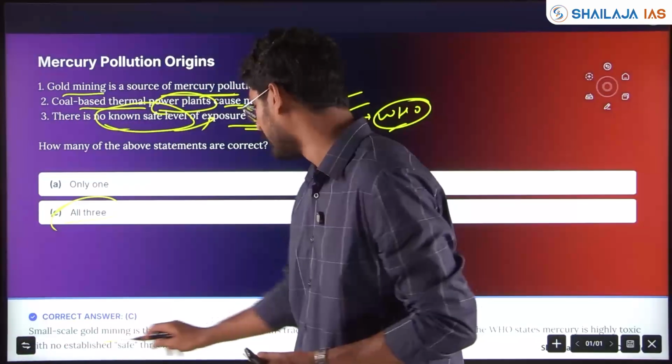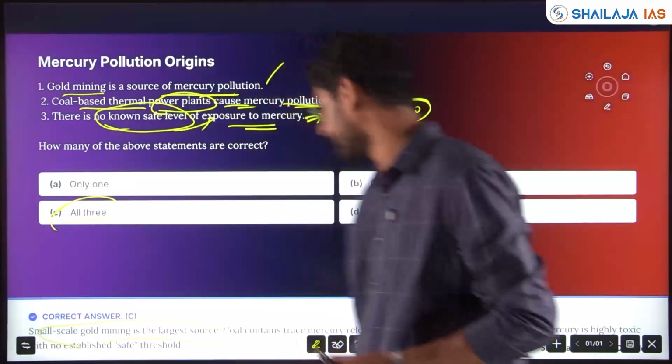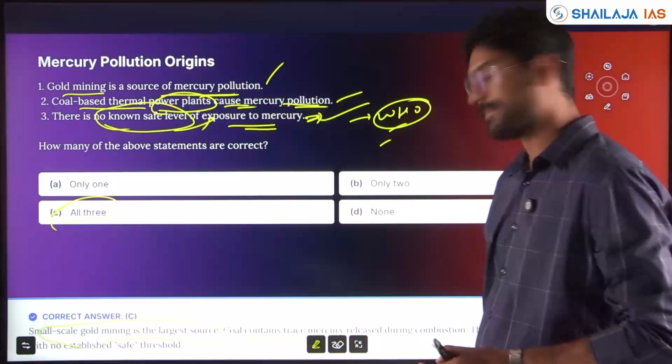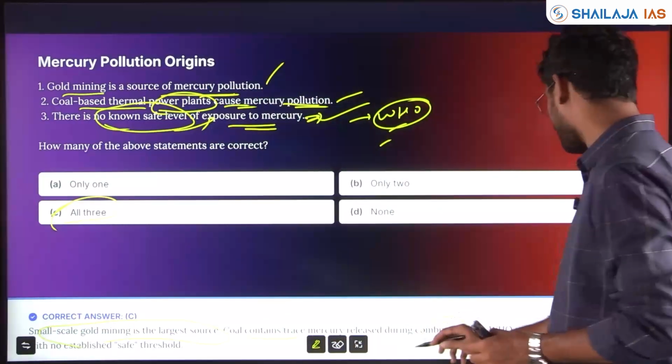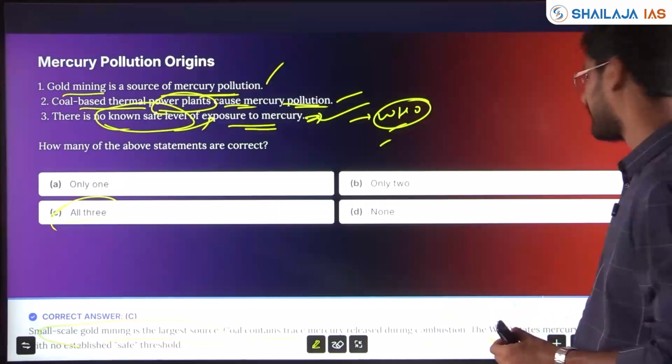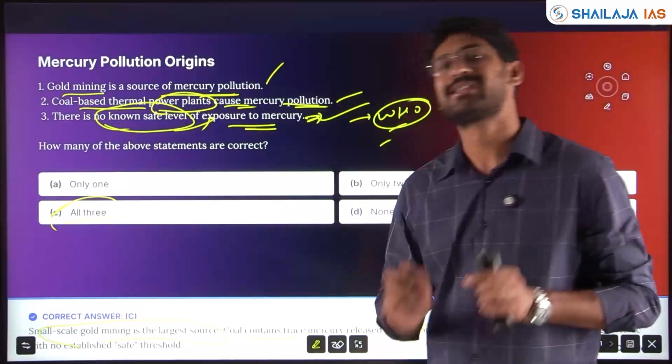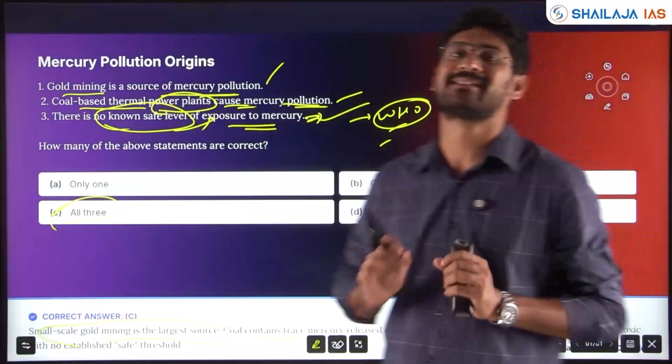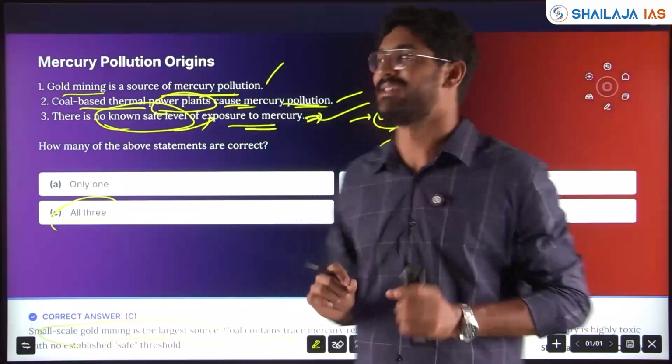Small scale gold mining is the largest source of mercury. Coal contains trace mercury released during combustion, and the WHO, World Health Organization, states mercury is highly toxic with no established safe limit or safe threshold as such. Clear?